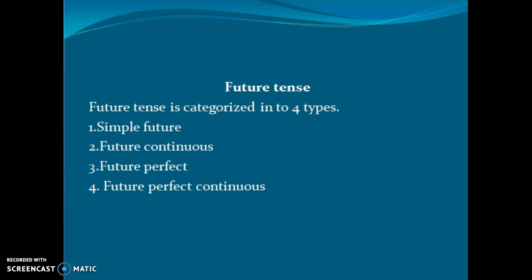Finally, we have future tense. Like the remaining two tenses, this tense is also divided into 4 categories. That is simple future, future continuous, future perfect, and future perfect continuous. Let us discuss simple future at first.